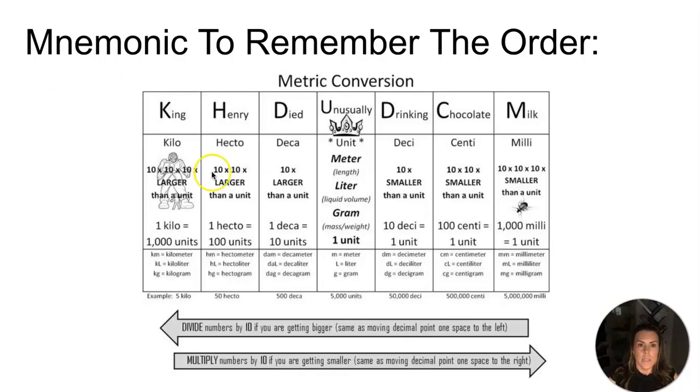And it helps to use a mnemonic to help you remember the order. Here's one. King Henry died unusually drinking chocolate milk. Okay, by remembering a mnemonic like this, it'll help you remember that it's K, H, D, and U for unit, and then D, and the smaller one is going to be deci, and then C and M.